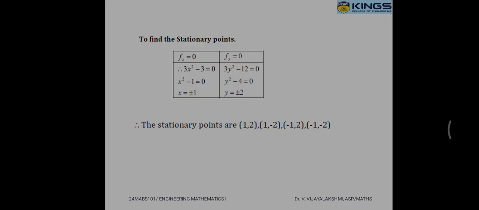Next, you have to find the stationary points. For stationary points, we have to equate fx equal to 0 and fy equal to 0. We already found that fx is 3x square minus 3 equal to 0. Solving these equations, we get x equal to plus or minus 1. Similarly, fy equal to 0 gives y equal to plus or minus 2. Therefore, the stationary points are (1, 2), (1, minus 2), (minus 1, 2) and (minus 1, minus 2). The number of points depends upon the number of values of x and y we got here.